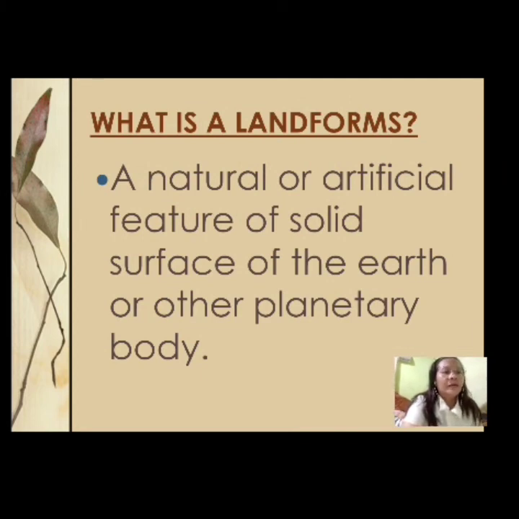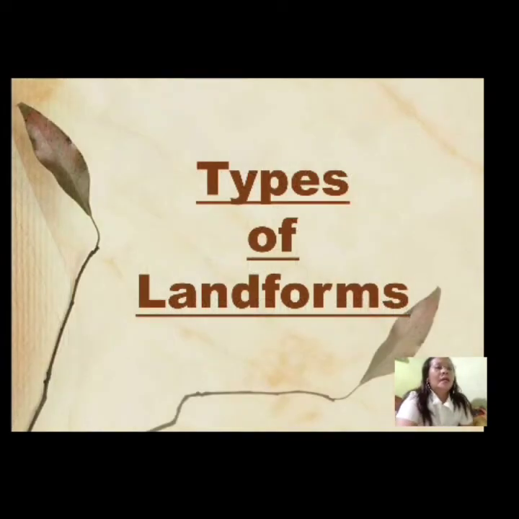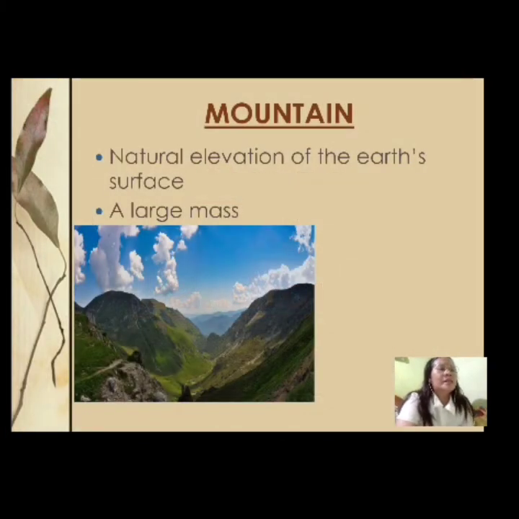So what is a landform? It is a natural or artificial feature of the solid surface of the Earth and other planetary bodies. So landforms have different types. What are the types of landforms? The first one is mountain. A natural elevation of the Earth's surface that has a large mass.